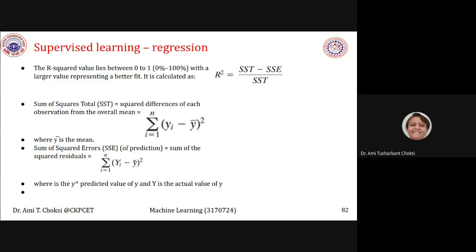Total. So there we have considered yi minus y bar, the mean. Here it is the sum of squared errors, where we will be considering the y hat. Whatever is the actual value minus whatever is the predicted value, whole square, right? So that is the sum of the squared residuals, and y hat is the predicted value of y, and capital Y is the actual value of y.